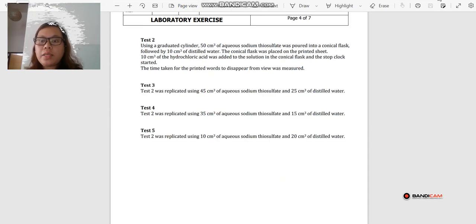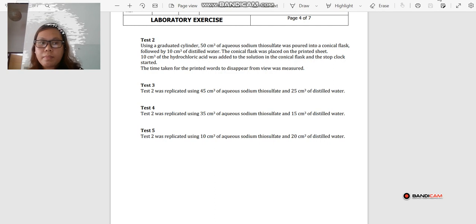Test 2. Using a graduated cylinder, 50 cubic centimeter of aqueous sodium thiosulfate was poured into a conical flask, followed by 10 cubic centimeter of distilled water. The conical flask was placed on the printed sheet. 10 cubic centimeter of hydrochloric acid was added to the solution in the conical flask, and the stop clock started. Time taken for the printed words to disappear from view was measured, 55 seconds.